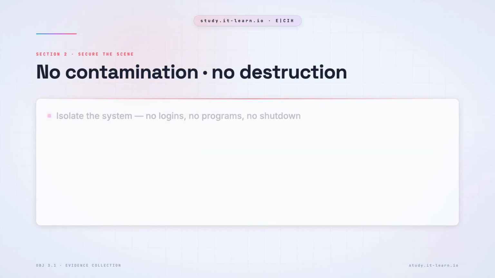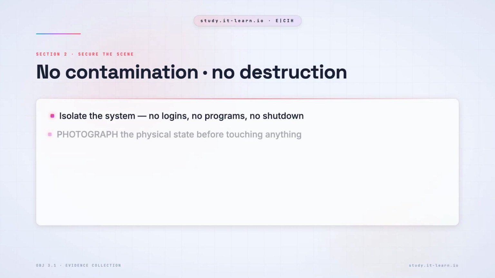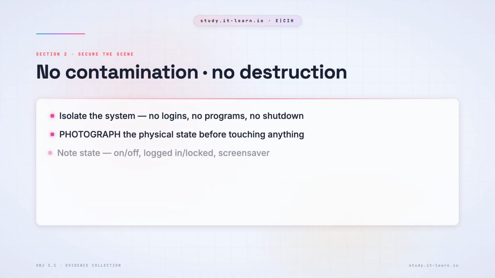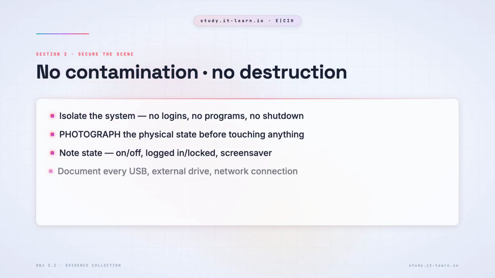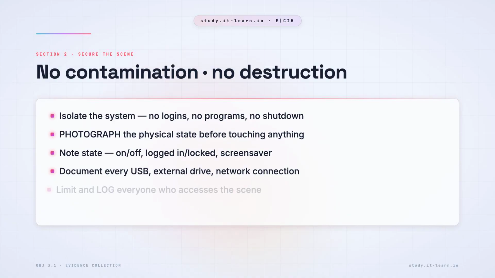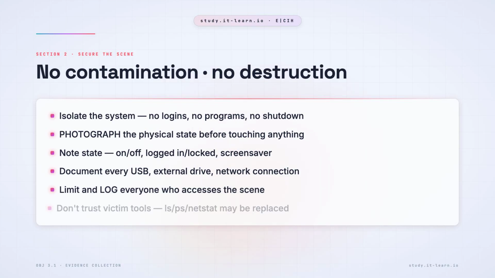First priority, scene security, no additional contamination, no destruction. Isolate the system so users and attackers cannot touch it. Do not let users log in, run programs, or shut down. Photograph the physical state before you touch anything. The monitor display, every connected device, the physical condition. Note the state, on or off, logged in or locked, screensaver active. Document every USB device, external drive, and network connection.